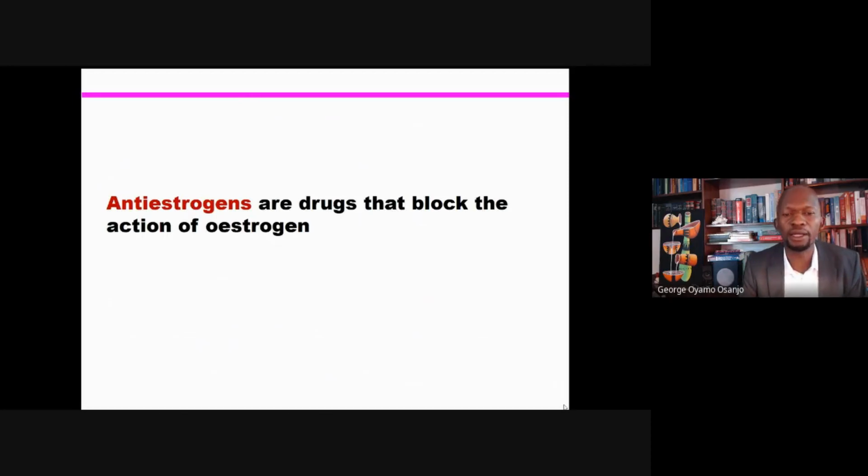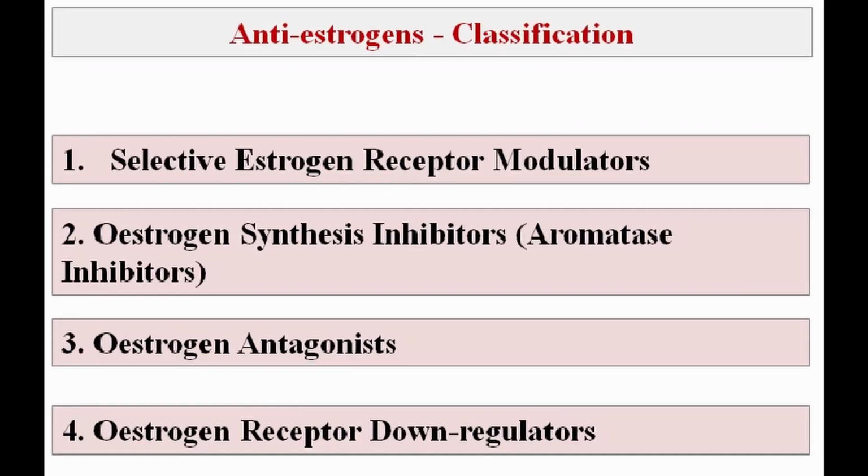So what are anti-estrogens? The anti-estrogens are drugs that block the actions of estrogens, and they may be classified according to several schemes. One way of classifying them is the one indicated here, in which you can group the anti-estrogens as selective estrogen receptor modulators, secondly as estrogen synthesis inhibitors or aromatase inhibitors, thirdly as estrogen antagonists, and lastly estrogen receptor downregulators.